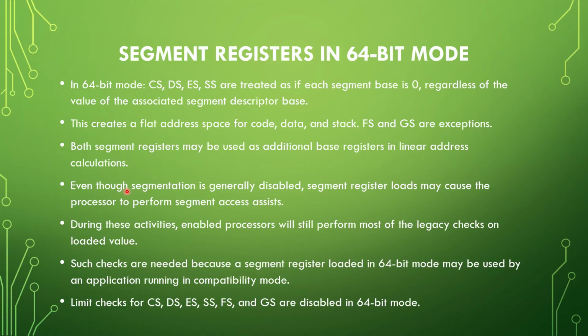Even though segmentation is generally disabled, the segment register loads may cause the processor to perform a segment access assist. During these activities, the processor will still perform most of the legacy checks on the loaded value. Such checks are needed because a segment register loaded in 64-bit mode may be used by an application running in compatibility mode, and limit checks for this are disabled in 64-bit mode.